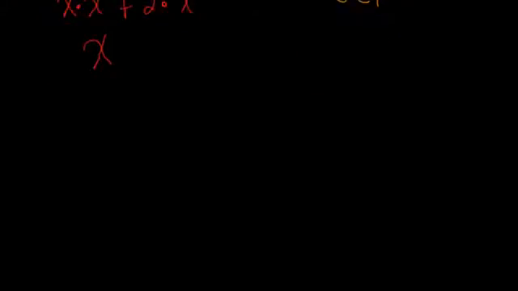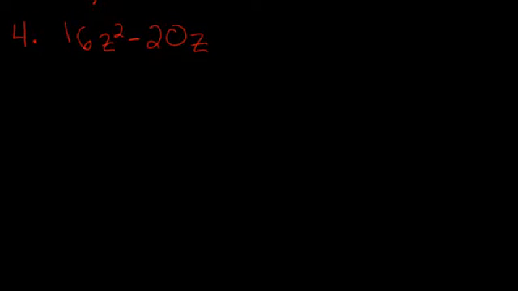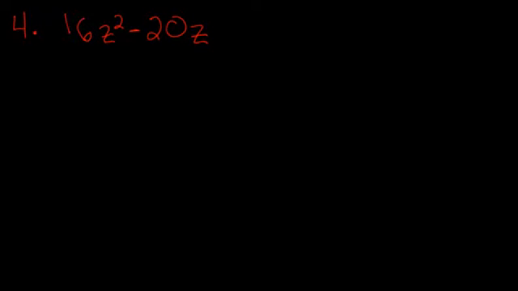Alright, let's use this idea and work our way through. Let's look at number 4, which has some numbers. So we have 16z squared minus 20z. We can think of this as the coefficients and the variable terms, right? We can separate them out.